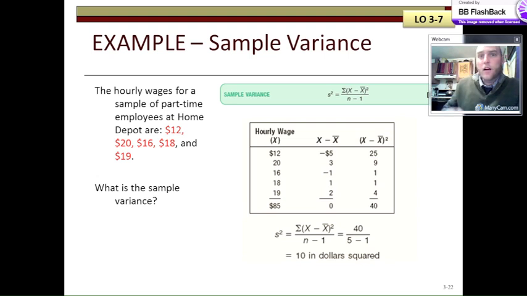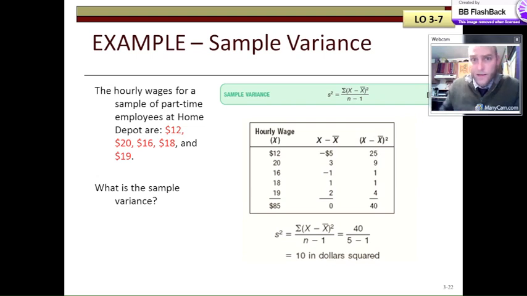and then we get the variance, the sample variance, of 10. Now the units around that is dollars squared, which is why standard deviation is often more useful, because dollars squared is not a unit that we think about. We take the square root of 10 and we get that number that's slightly bigger than 3. The units on that, no longer dollars squared, is regular dollars. That makes it much more useful.